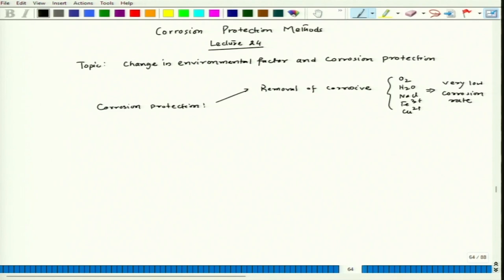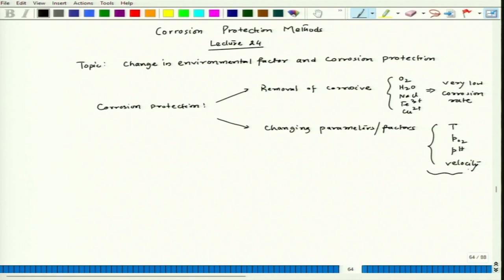Now, there could be another thing. These are some of the environmental species which would lead to corrosion. Now, there could be a situation where we can change some of the parameters or factors. What are those parameters, factors? We can think of temperature, partial pressure of oxygen, pH, velocity. These are the factors which we can change, and accordingly we can see what would be the condition where we have a low corrosion rate again.